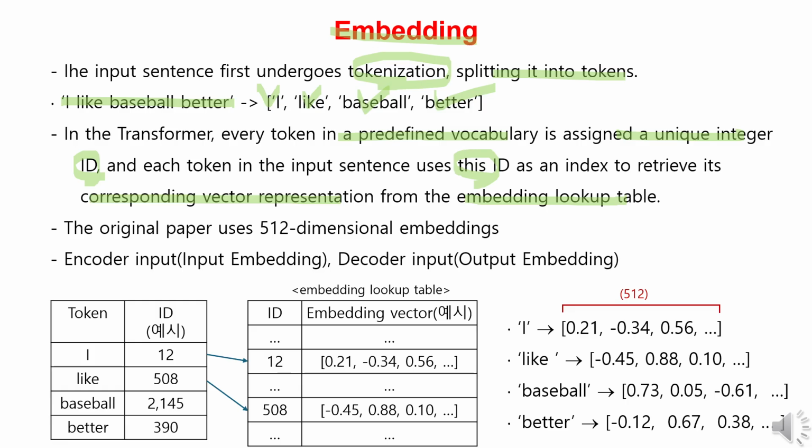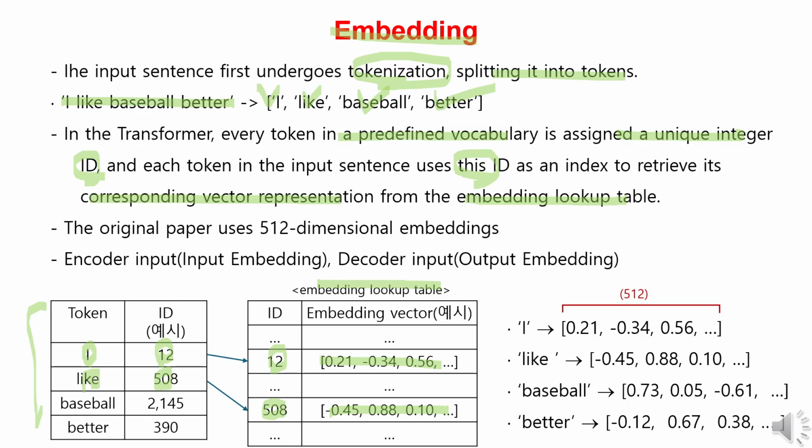For example, if "I" has ID 12 and "like" has ID 508, the model retrieves the matching vectors from the embedding matrix. You can think of this like using a dictionary. When you open the page for the word "apple," you find its definition. In the same way, the token ID acts like a page number, and the row vector on that page represents the meaning of the word.